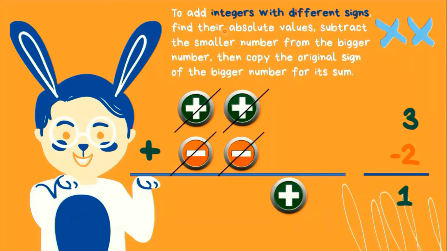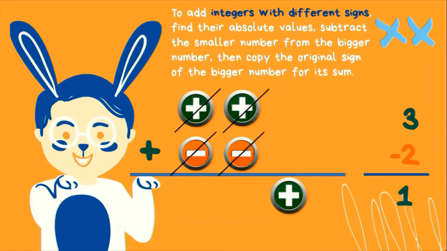Ang sabi dito, una nating gawin ay find their absolute value. So, absolute value of a number is always positive. Absolute value of 3 is positive 3, and the absolute value of negative 2 is positive 2. So, kung may absolute value na tayo, next, subtract the smaller number from the bigger number. Identify natin kung sino ang smaller o kung sino ang bigger number.